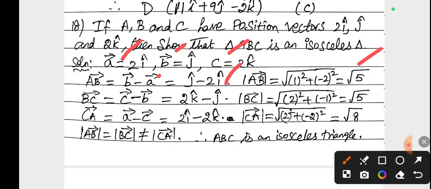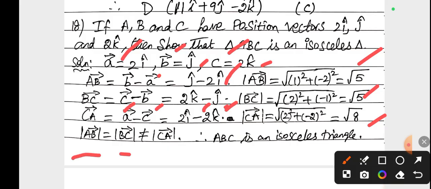Then BC you find, that is C minus B. C is 2k, B is j, so 2k cap minus j cap. CA: usually ABC, now you have to write AB, BC, CA, that's CA. So that way CA is A vector minus C vector, 2i cap minus 2k cap. Each magnitude, children: here also we got magnitude root 5. Here when you do the magnitude, you got root 8.